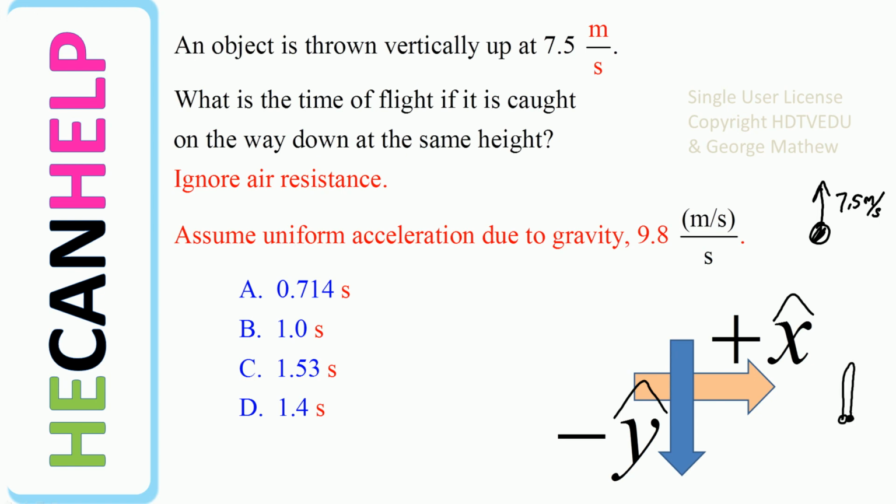What is the time of flight if it is caught on the way down at the same height? Ignore air resistance. Assume uniform acceleration due to gravity, 9.8 meters per second squared. Is it A, 0.714 seconds? Or is it B, 1 second? Or is it C, 1.53 seconds? Or is it D, 1.4 seconds?